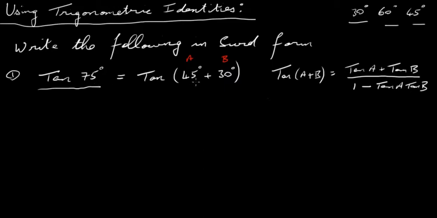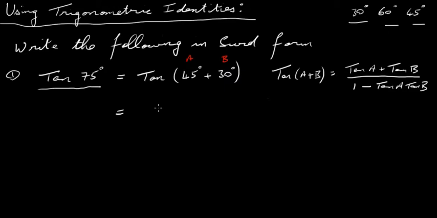So if we look at tan 75, it's not one of these angles, but what we do is we make it 45 degrees plus 30. 45 plus 30 will give me 75 degrees. So these are the same here. And these two angles are these special angles. Now, the trig identity that we can use here is tan of A plus B. And we know from previous videos that tan of A plus B is equal to tan A plus tan B over 1 minus tan A times tan B.